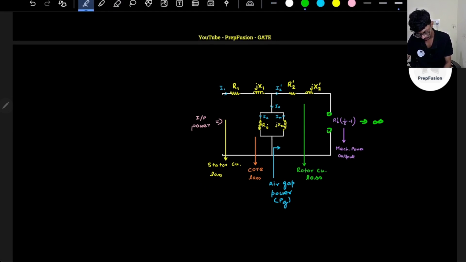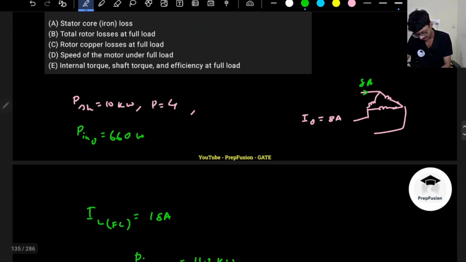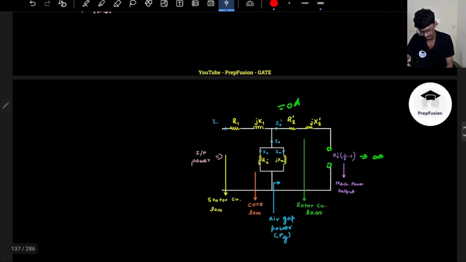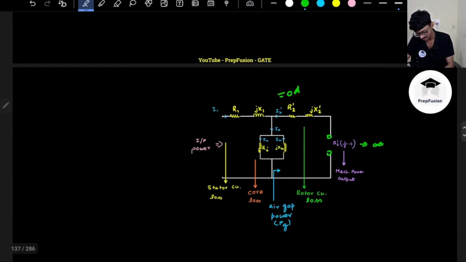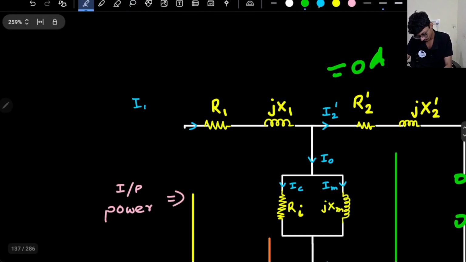Open circuit. So I2 dash is 0 amperes of current, and they have told me that the stator side takes 8 amperes of current, but remember it is a line current. What is the phase current? This is a per phase equivalent model. So the phase current, in case of delta, will be 8 divided by root 3.